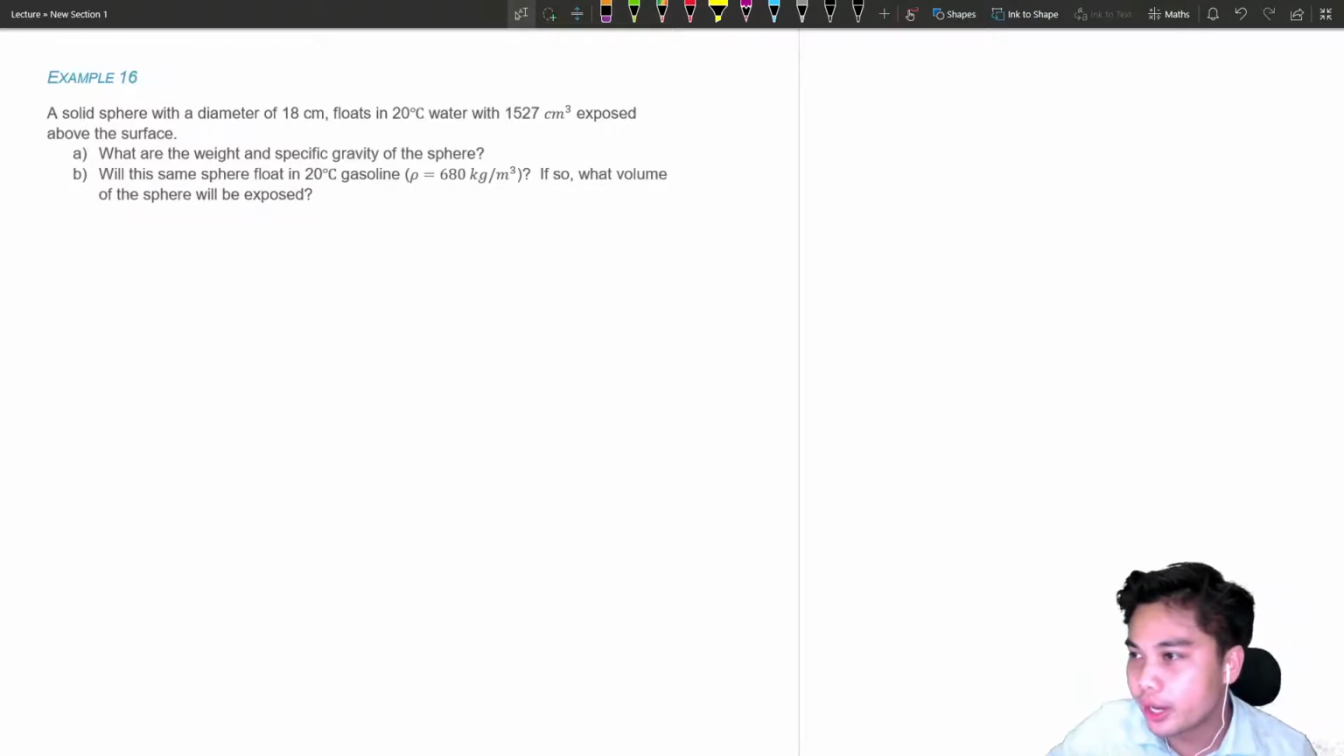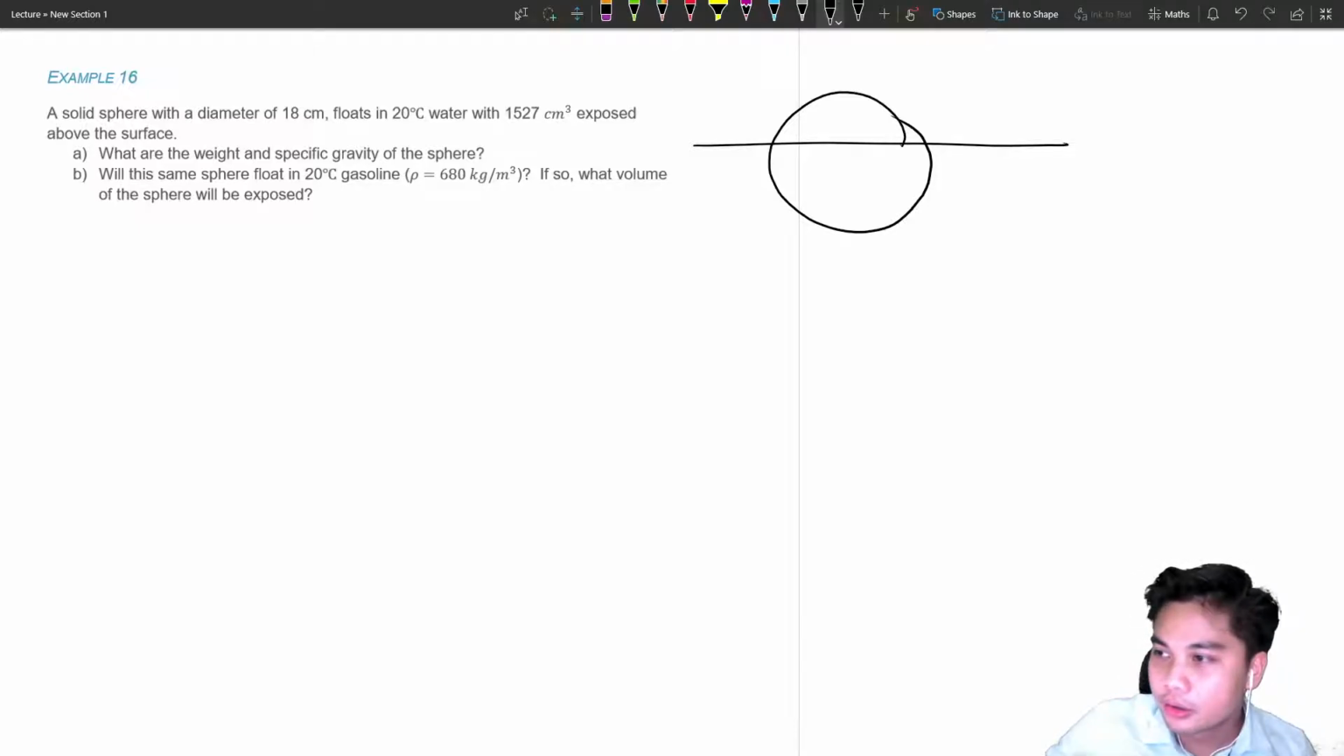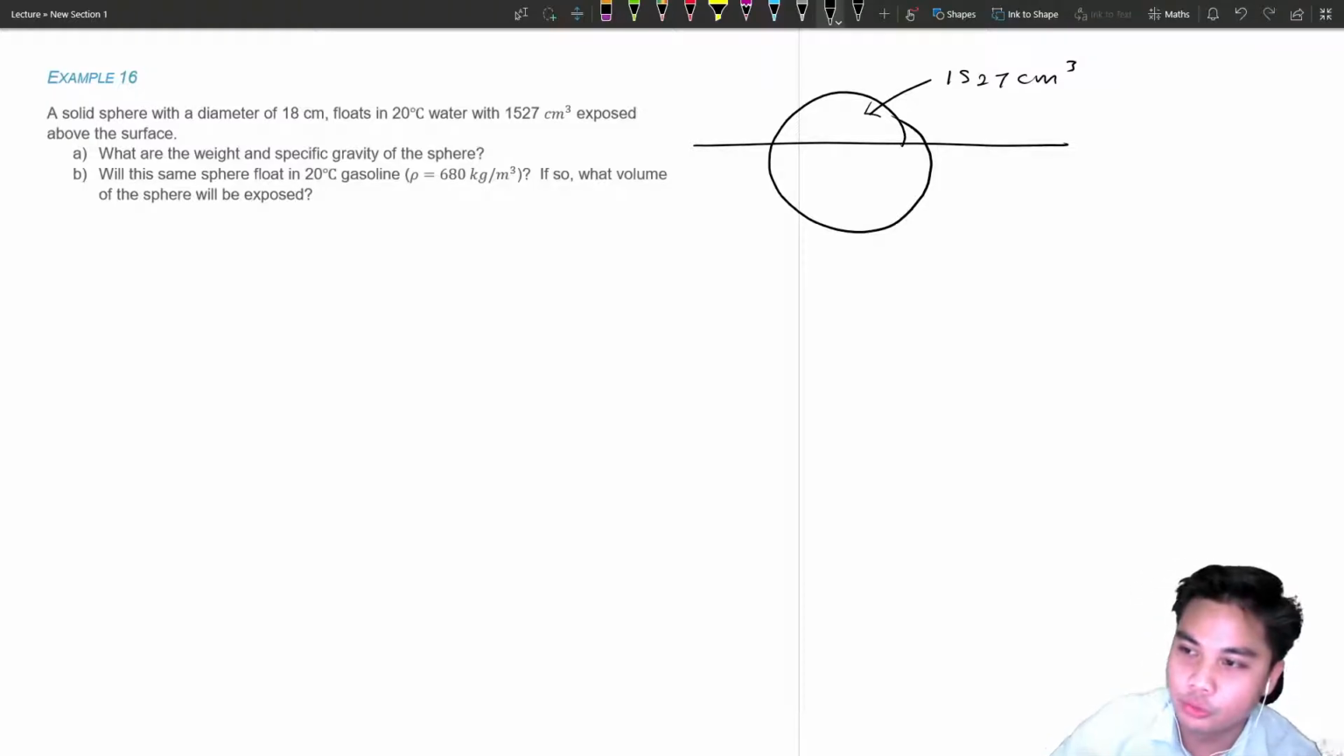Today we have a question: a solid sphere with a diameter of 18 centimeters floats in 20 degrees Celsius soft water with 1527 cubic centimeters exposed above the surface. So we have the sphere, and the rest is submerged into the water. This part is exposed, 1527 cubic centimeters. What is the weight and the specific gravity of the sphere?